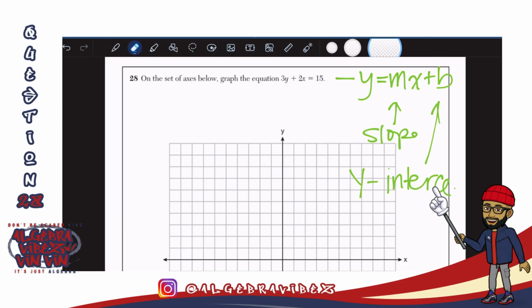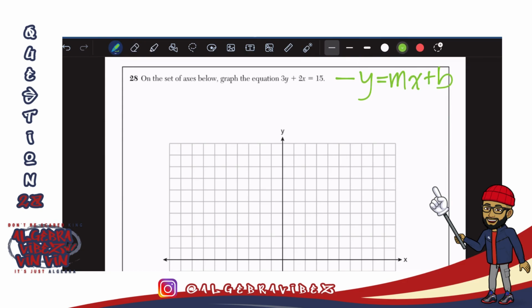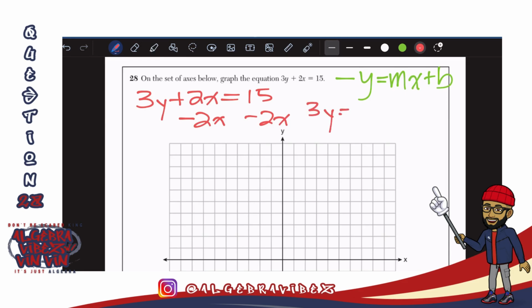All right, so that's what we're going to do. I'm just going to get rid of this stuff right here, and we have to do some math real quick. So we're going to rewrite 3y plus 2x is equal to 15. What we're going to wind up doing is subtracting 2x from one side to the other. I'm going to rewrite it right here. So we're going to have 3y is equal to a negative 2x plus 15 because we still have that left.